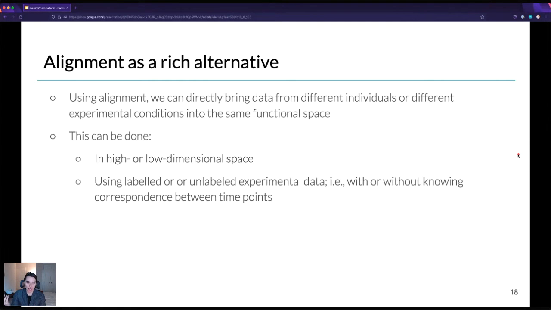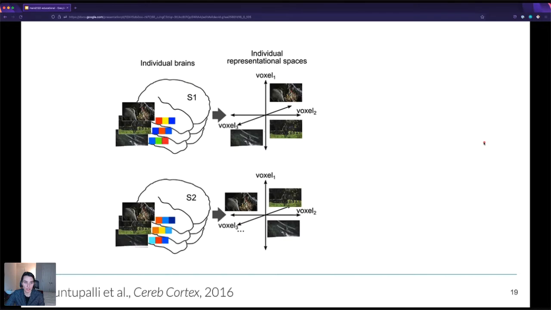You can also do alignment using labeled or unlabeled experimental data. So you can do it knowing correspondence between your time points and leveraging that to help drive your alignment, or you can do it without knowing correspondence between your time points, where you're really just looking for these rough heuristic comparisons across disjoint distributions. And importantly, which we'll talk about in a little bit, in many cases these alignments can then be reused in new data, which opens up some really exciting possibilities when that's available.